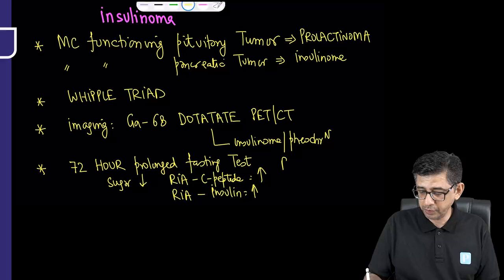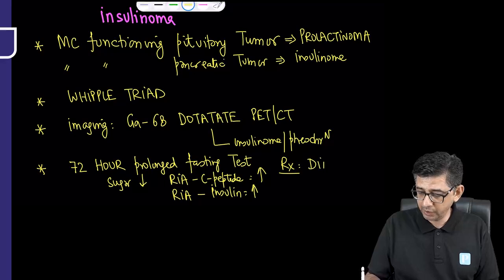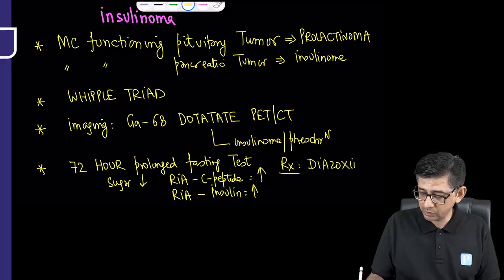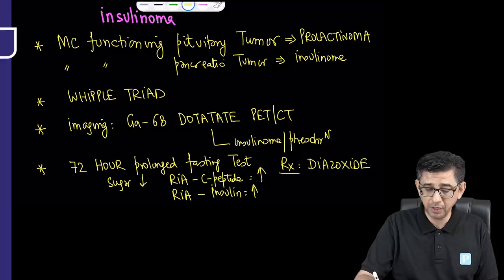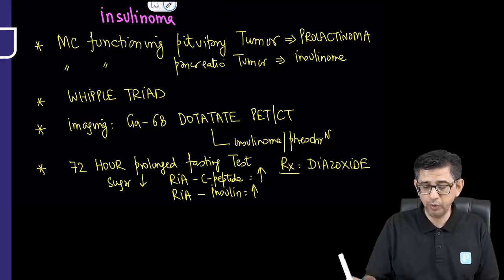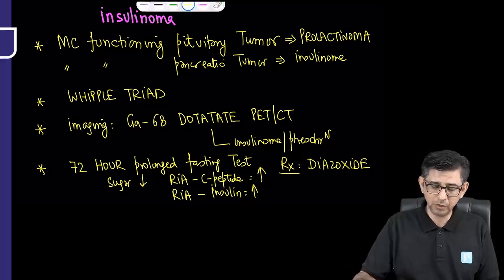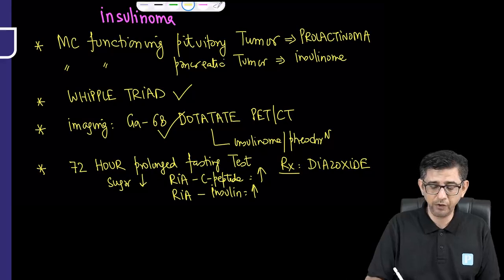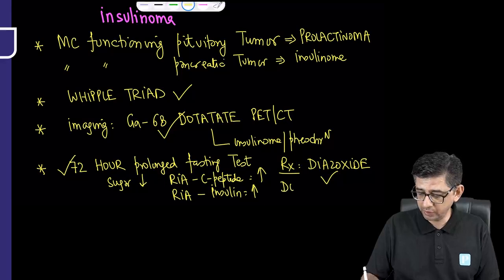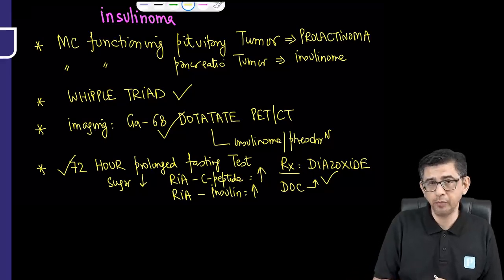As far as the treatment of this condition is concerned, obviously surgical resection needs to be done, but he can ask you regarding a drug which will reduce insulin production from the beta cells of the pancreas. We study this drug for management of hypertension. Diazoxide would be useful for treatment of patients with insulinoma, apart from octreotide. The four points to know for this topic are Whipple's triad, gallium-68 dotatate PET CT scan, 72-hour prolonged fasting test, and diazoxide as the drug of choice, though obviously the surgical treatment would be resection of the tumor contributing to hypoglycemia.